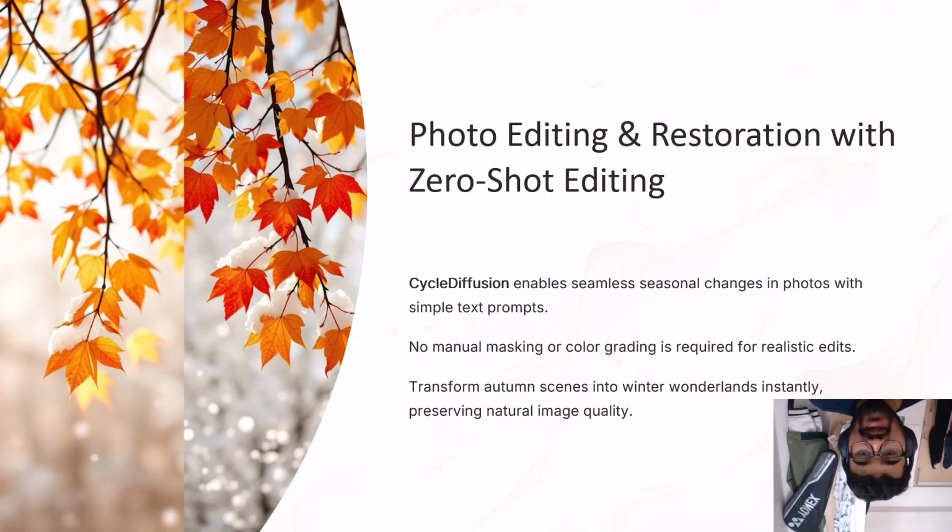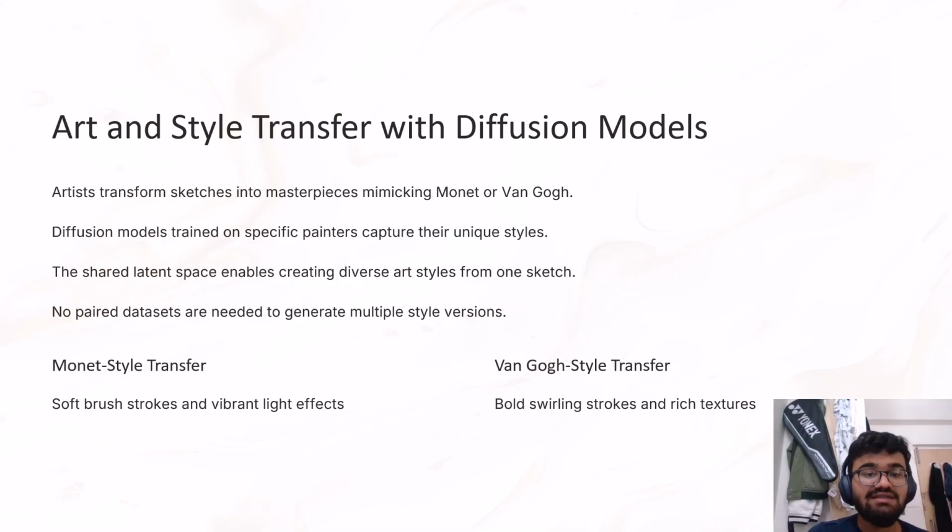So let's move on to the second one. The second one is art and style transfer with diffusion models. Artists can transform a basic sketch into a Monet style or a Van Gogh style masterpiece by changing the text condition. No extra style transfer network or paired dataset is needed. So in section 4.2, the authors show how encoding a sketch under one prompt and decoding with another, like Monet painting, yields a faithful style swap in true zero shot fashion.